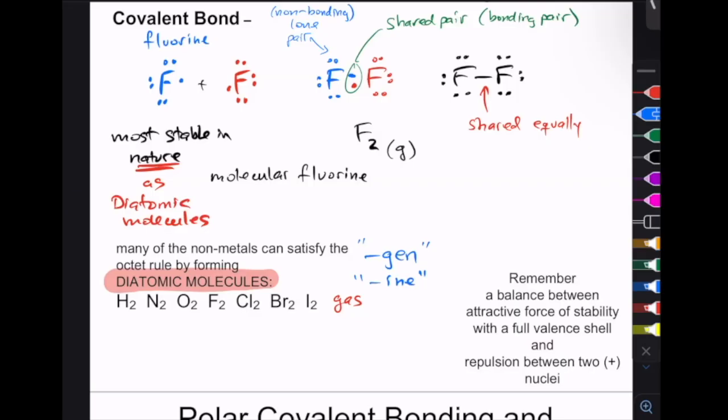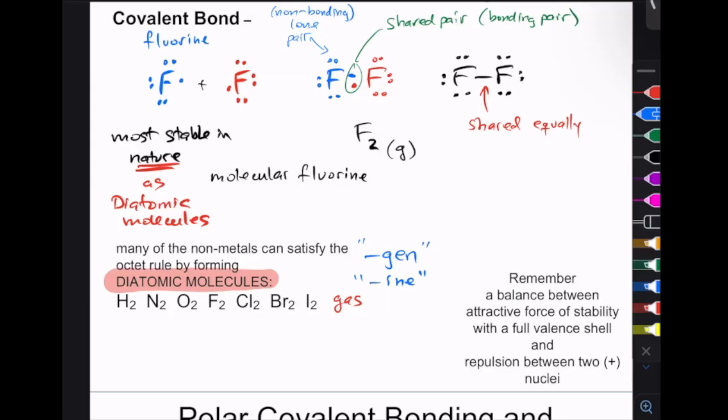So here's the song. Okay, ready? You're going to sing it too, all right? It goes like this: Gen and ine, are found in nature diatomically. Come on, now you sing it. Gen and ine. Hey, that's really good. You got it the first time.